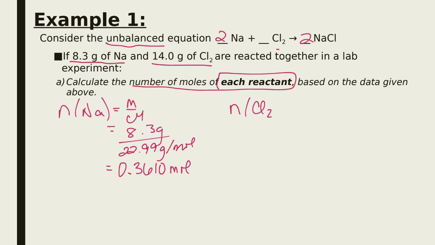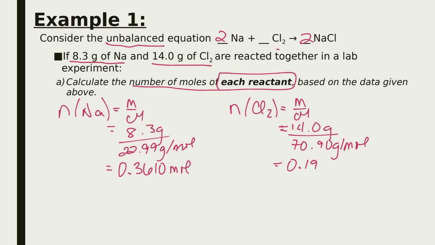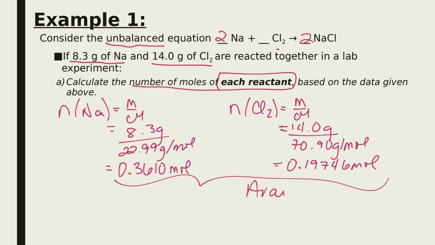Let's figure out how many moles of chlorine we have available. Again, mass over molar mass. Chlorine is diatomic, so don't forget you have to multiply your molar mass by 2, which will give us 70.90 grams per mole. And it gives us a mole value of 0.19746 moles. Now, these values that we've just calculated are the moles available.